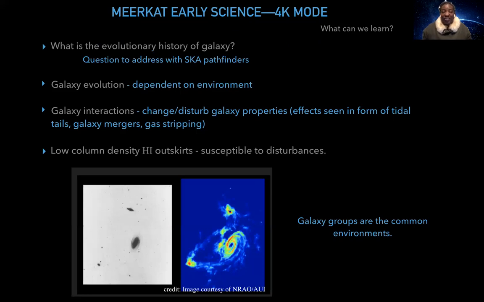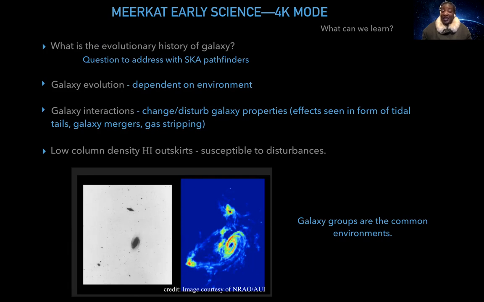A brief introduction. One of the key questions to be addressed with SKA pathfinders such as MeerKAT is to fully understand the evolutionary history of galaxies. Galaxy evolution, as we know, is highly dependent on the environments in which galaxies reside. Galaxies in different environments tend to interact with each other, and when that happens, their properties such as morphology or gas content change, and that brings about galaxy evolution.